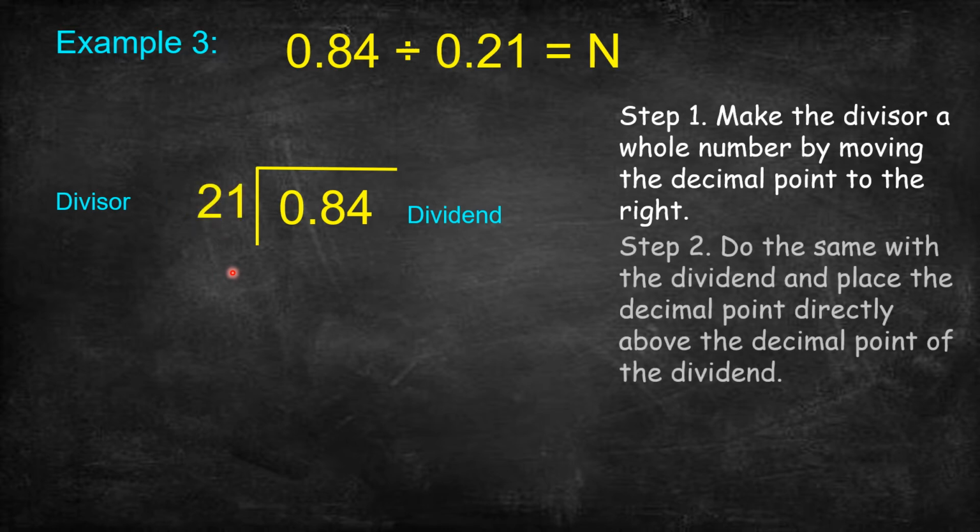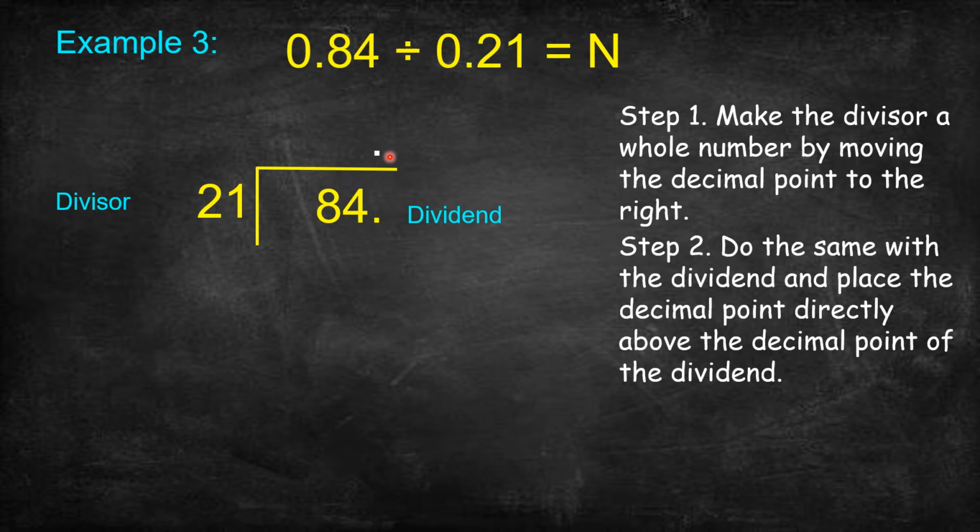And then, for step number 2, gagawin din natin kung ano yung ginawa natin sa ating divisor. So, dalawa yung move na ginawa natin sa ating divisor. Therefore, dalawa din yung gagawin nating move dito sa ating dividend. So, ito yung ating decimal. Mag-move tayo ng 2. So, mapupunta na rin sa dulo yung ating decimal point. Therefore, ang bago nating dividend will be 84. And then we are going to place yung ating decimal point directly above our dividend. So, dito natin siya ilalagay.